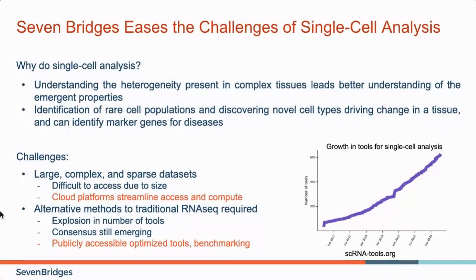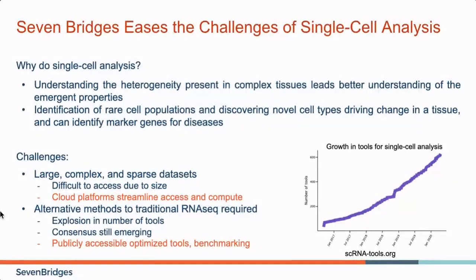One of the primary challenges is, as I mentioned earlier, the data sets can be huge and very complex. So millions of data points, each of which is a whole transcriptome, a whole genome, et cetera. And this can make it really difficult to access and compute on these data sets. And that's where Seven Bridges can really help a lot by keeping the data in the cloud and the analyses in the cloud.